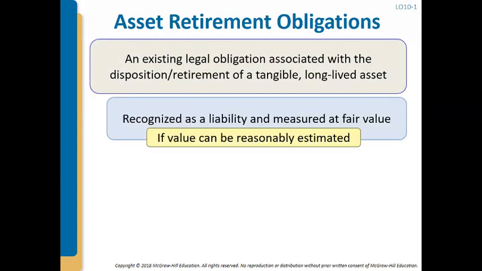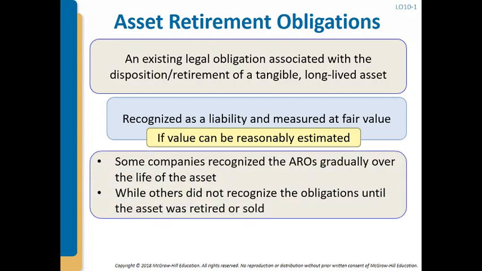Now there's something called an asset retirement obligation, and this has to deal with future costs, usually at the end of the asset's life. So when you dispose of it or retire, you're going to have these additional costs. Usually they're called reclamation costs or something similar to that. These are recognized as a liability and measured at fair value if the value can be reasonably estimated. So you put it on your books as a liability.